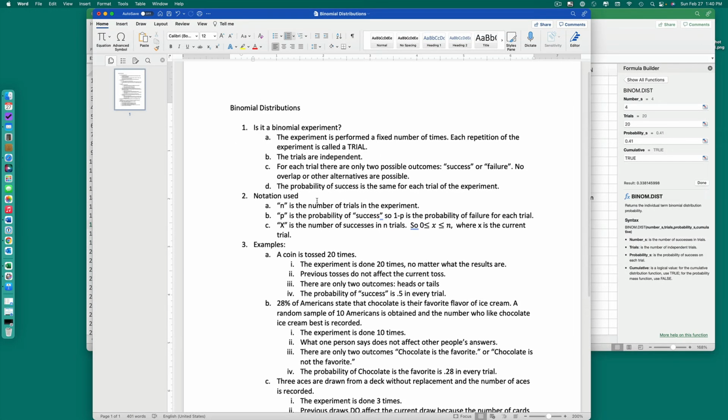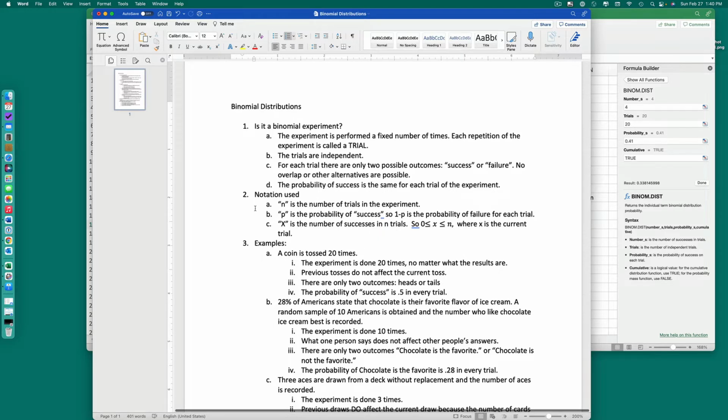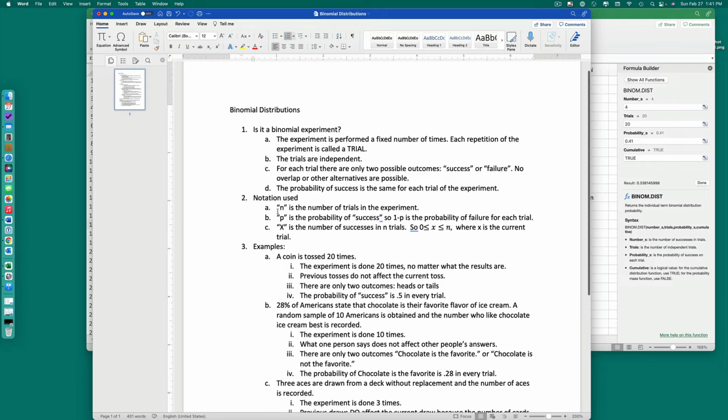We have some notation changes. And this now is the number of trials in the experiment. If you're surveying so many people, that is N as well. How many people you survey, each person's answer would be considered a trial.